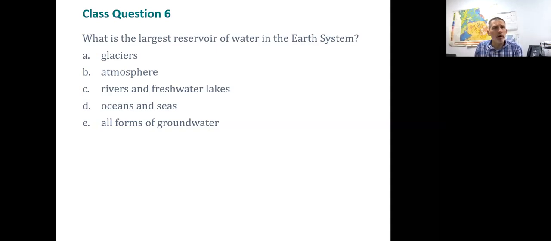But groundwater is a little less than 1% of all water on Earth. Some of that water is salty. Some of it's too deep for us to obtain very easily. Water in the atmosphere is going to be the smallest portion. Water in rivers and freshwater lakes is going to be very important for us for drinking water, as well as for moving material through the system.